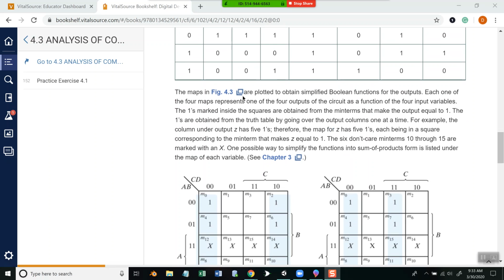Now it says the maps in figure 4.3 are plotted to obtain simplified Boolean functions for the outputs. Each one of the four maps represents one of the four outputs of the circuit as a function of the four inputs. The ones marked inside the squares are obtained from the minterms that make the output equal to 1. The ones are obtained from the truth table by going over the output columns one at a time. For example, the column under output Z has 5 ones. Therefore, the map for Z has 5 ones, each being in a square corresponding to a minterm that makes the Z square equal to 1.